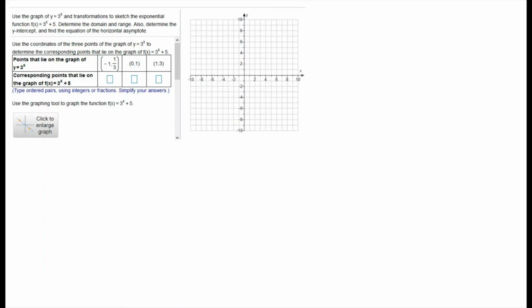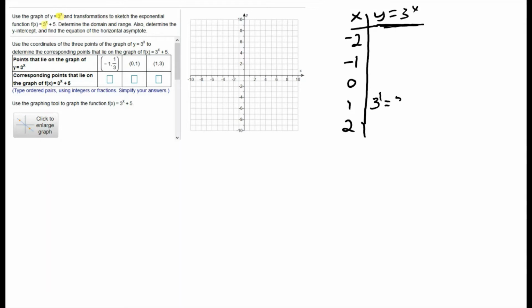transformations. In order to graph with transformations, we have to know what the starting graph looks like, that 3 to the x. So let's take a minute and graph 3 to the x. So I'm going to choose for x -2, -1, 0, 1, and 2. I'm going to substitute these values into the equation 3 to the x to see what those y values are. So I'll start with the easy ones first.